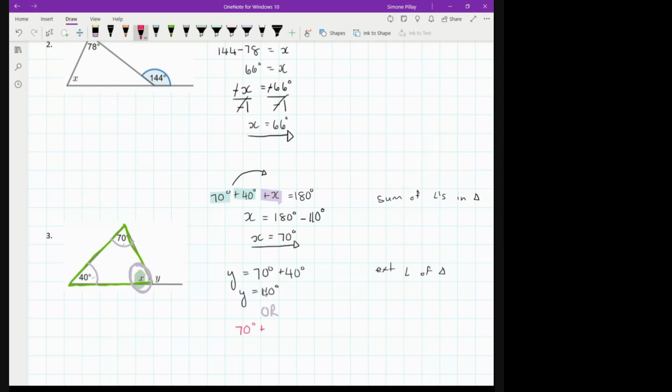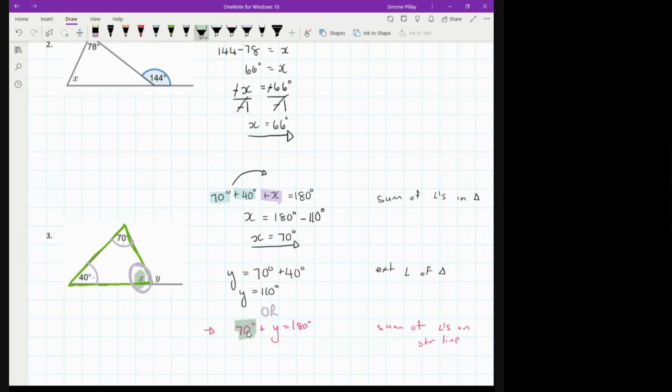100%. Okay, so help me now with this angles on a straight line. What's my statement going to be? So if you're using angles on a straight line, 70 plus y is equal to 180. Sum of angles on a straight line. Y is equal to 180 minus 70. Y is equal to 110. 100%. Thank you.